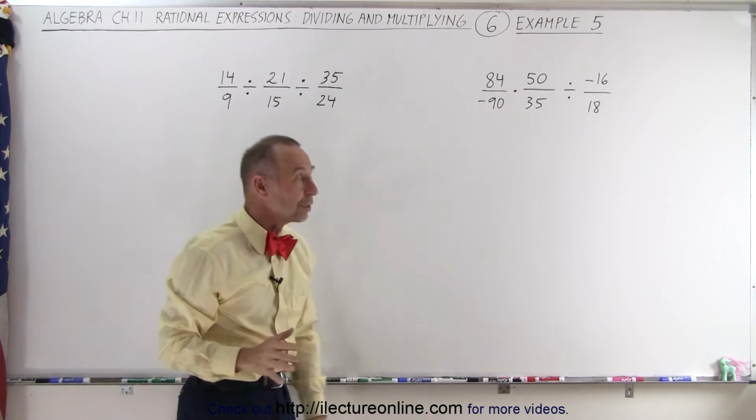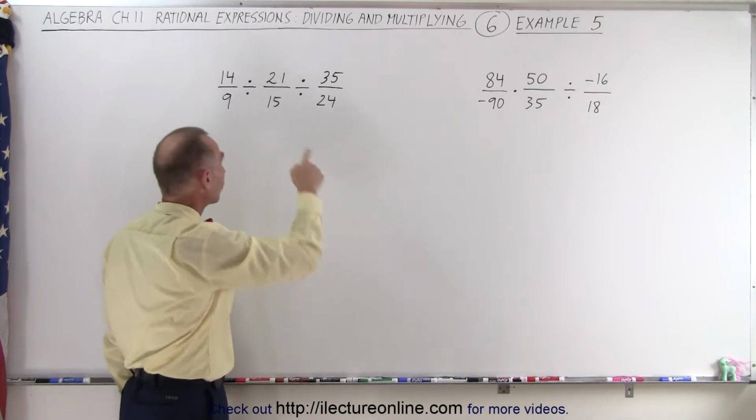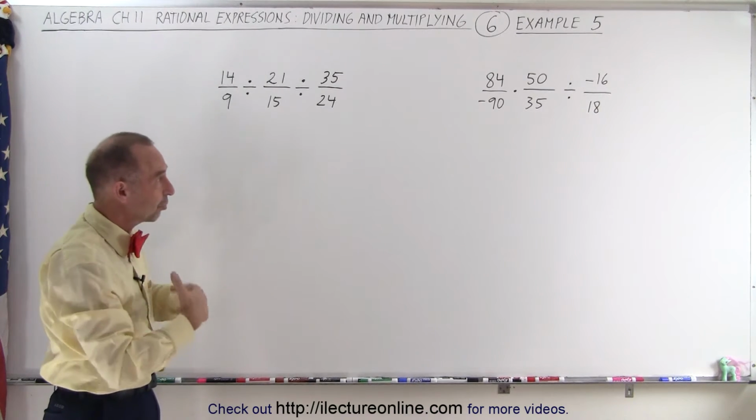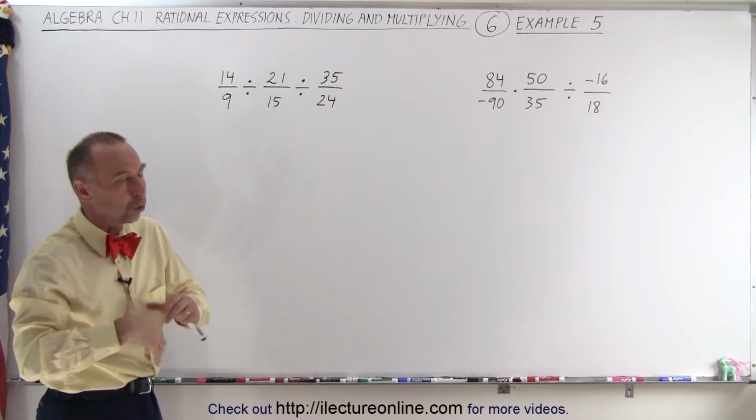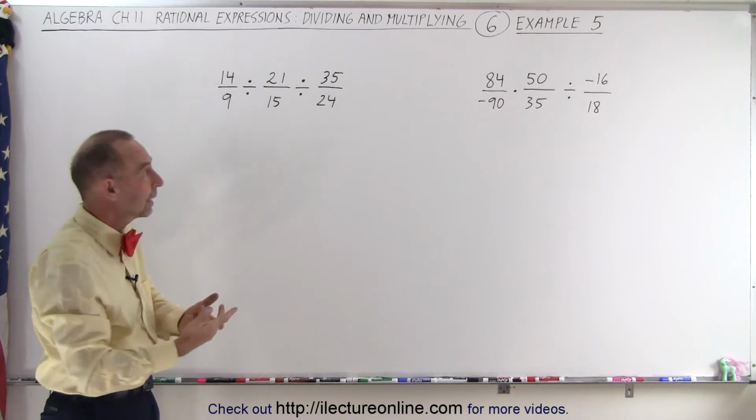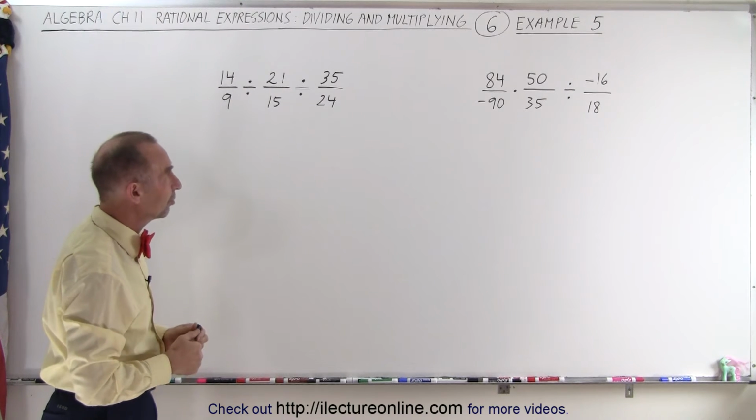So what we're going to do here is first solve that one, which seems fairly straightforward, and then we're going to solve this one. Now notice that we don't have polynomials here, just numbers, but we just want to show you the rules and how to do these types of things before we get to the more complicated or complex rational expressions that have polynomials in them.